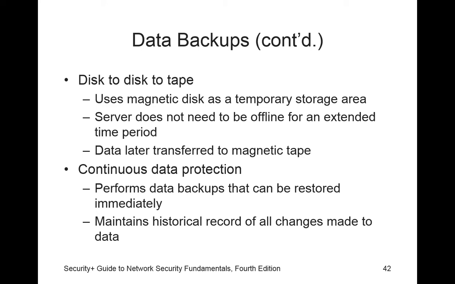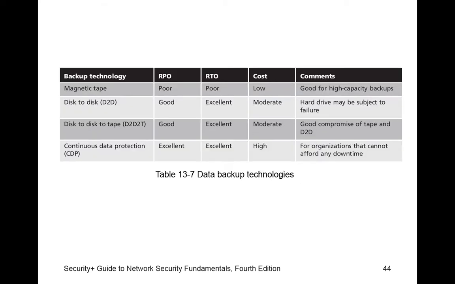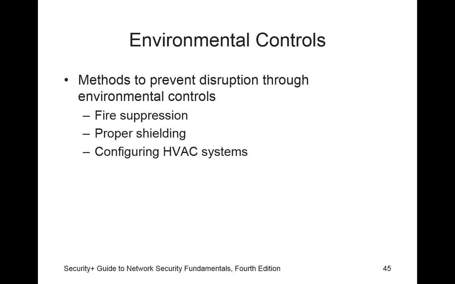Continuous data protection. Data backups can be restored immediately, and it will maintain an accurate list of every backup that has occurred. Environmental changes. Remember, in your continuity plan, you need to incorporate your environment. What type of HVAC are you going to have? You're going to have proper fire suppression. So in a server room, what type of fire suppression would you use?